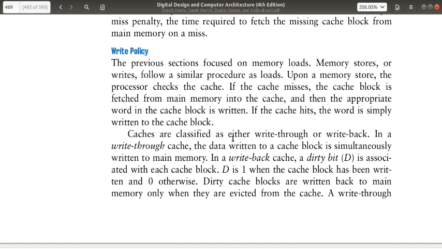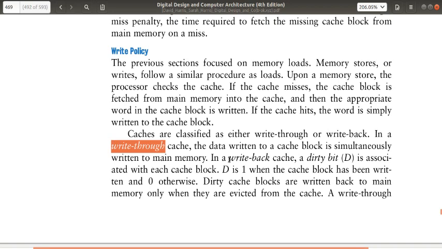For that, there are two policies. The first one being write through, the second one being write back. In write through policy, whenever there is a change in data in the cache memory, the corresponding memory block in the main memory will be updated. I am repeating once more, whenever a block in the cache memory is updated, the corresponding block in the main memory is updated every time, each and every time.